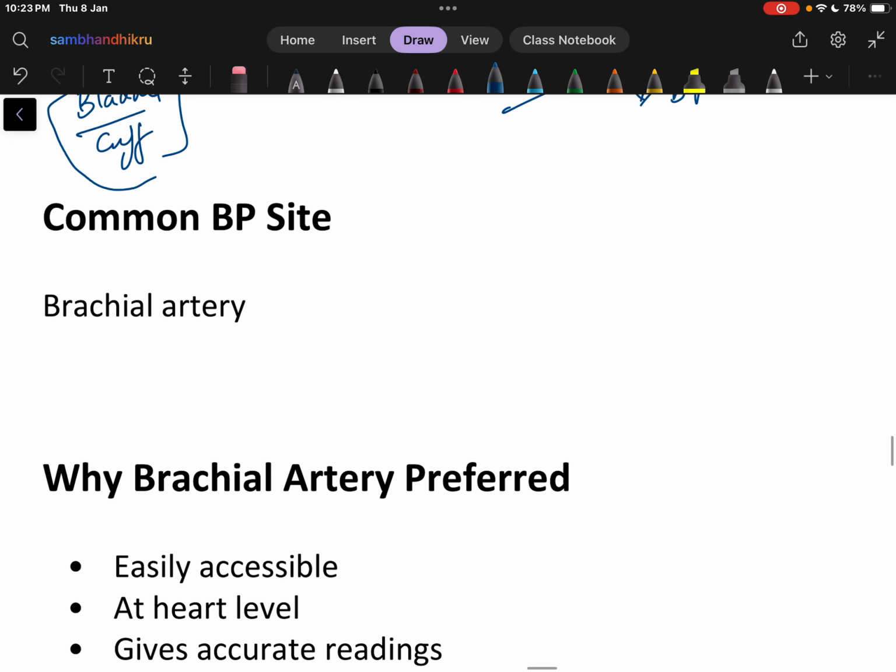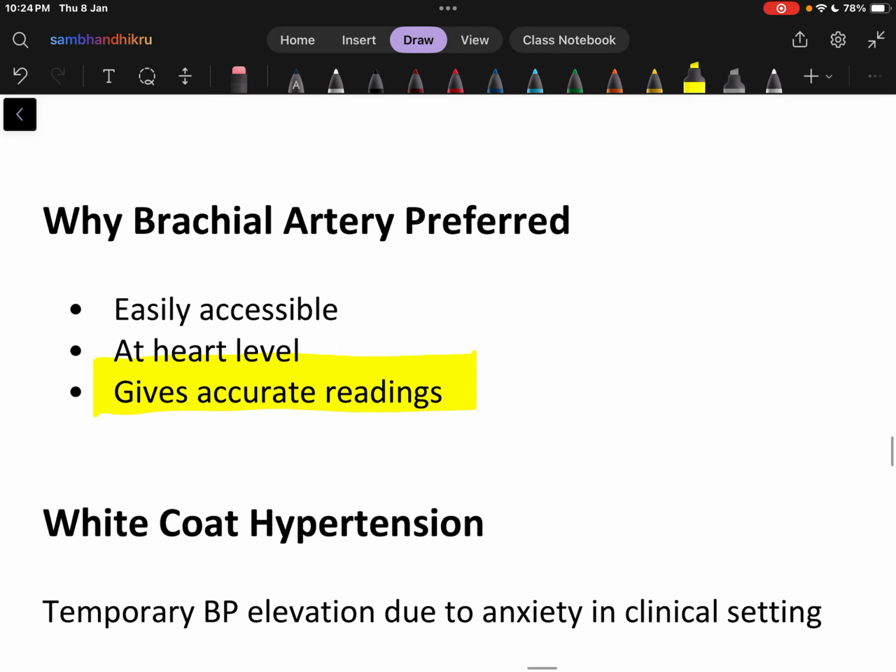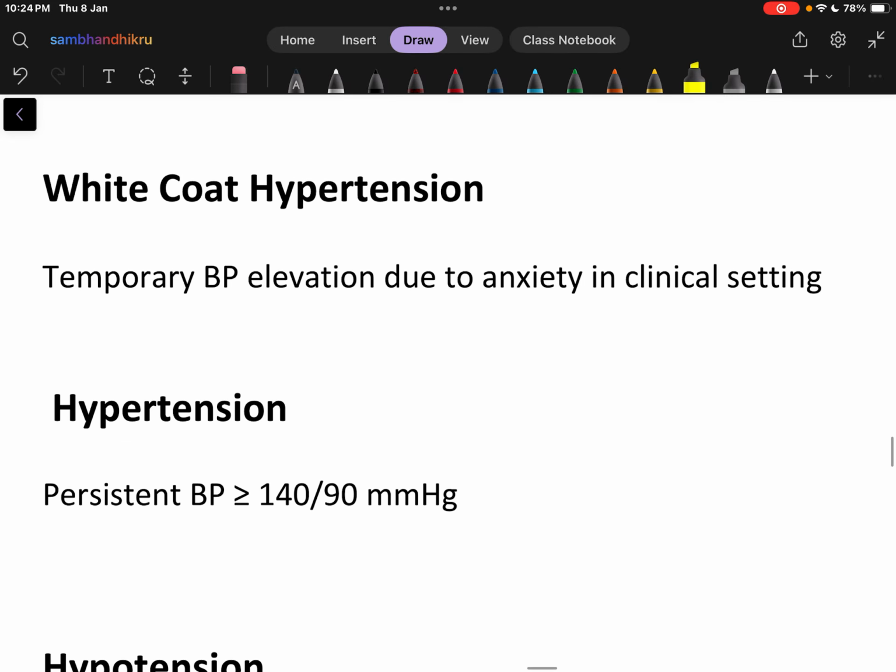Okay, common BP site, we know that if they ask for the BP site, it is the brachial artery. The pulse site is called the radial artery. So why is the brachial artery preferred? Because it is easily accessible and at the heart level. It gives you accurate readings, right?